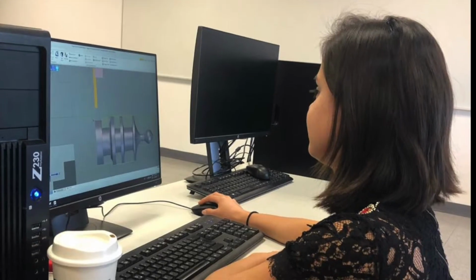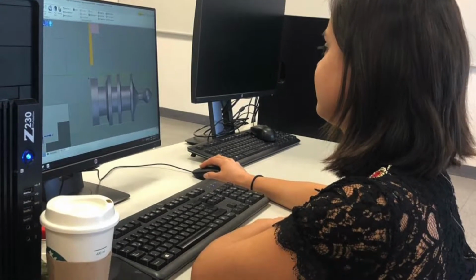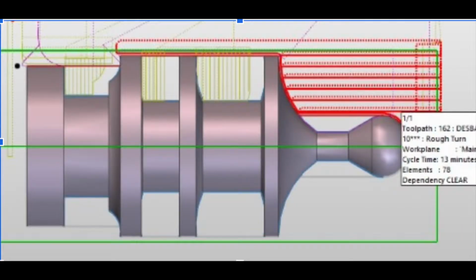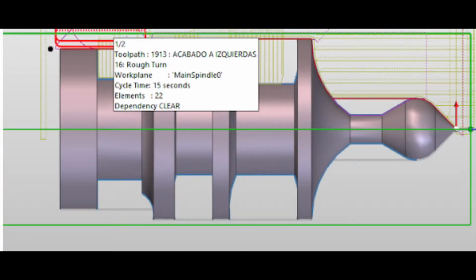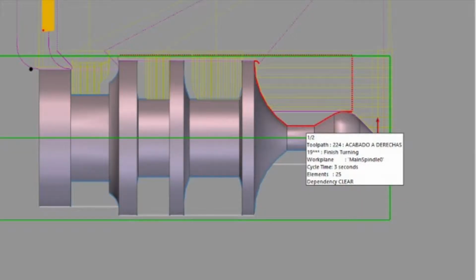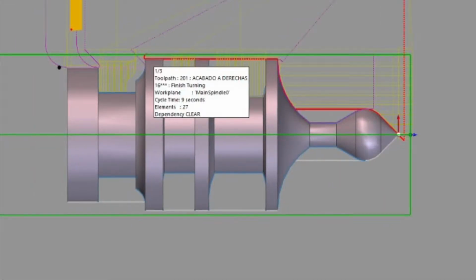Our EdgeCam program has 14 operations. I'm going to show them and explain them. First, we did a facing. Then we did a roughing from the right, and then a roughing from the left. Then we did a finishing from the right. Then we did a second finishing from the right.